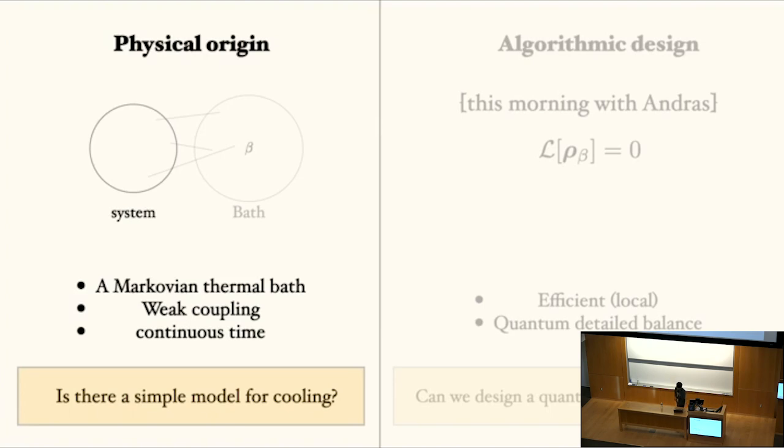So we're going to take this route, trying to understand what magical things a low temperature heat bath can do to your favorite quantum system. At the same time, this morning Andras talked about a completely different angle, which eventually leads to almost the same thing. It's kind of amazing that you can start from either the physical origin or the algorithmic design, and these two things meet in the middle, and they come together in some kind of quantum version of the Glauber dynamics that Andras has mentioned already.